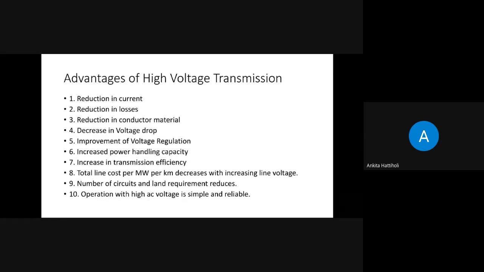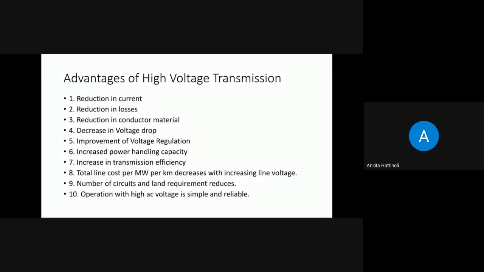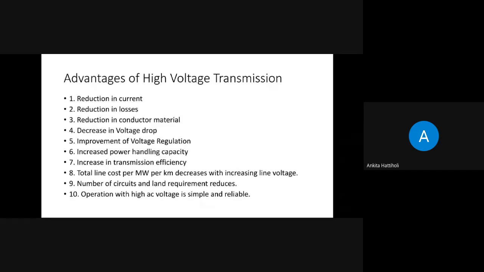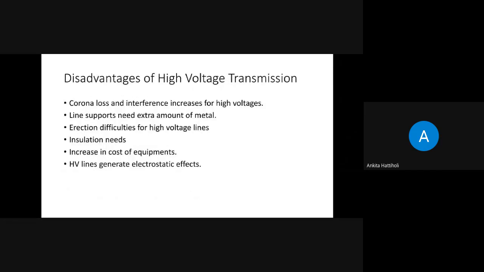Next, the number of circuits and the land requirement also reduce. Then operation with high AC voltage is simple and reliable. So these are the advantages of high voltage transmission. Obviously, with advantages come some disadvantages, but the advantages are more than the disadvantages. The disadvantages are corona loss and interference, line supports, and erection.